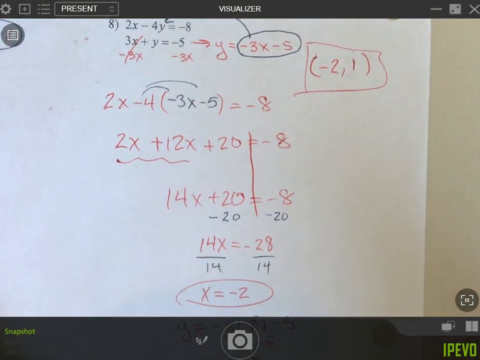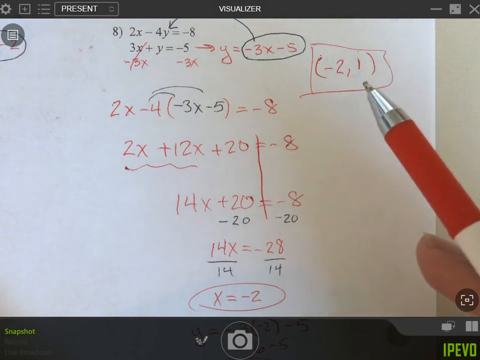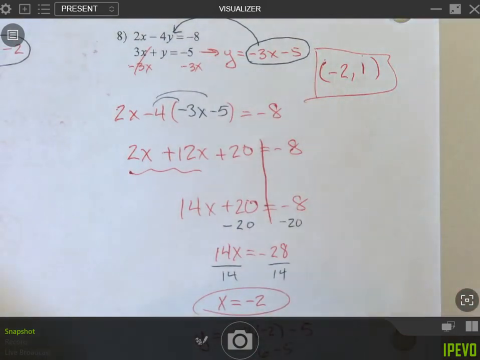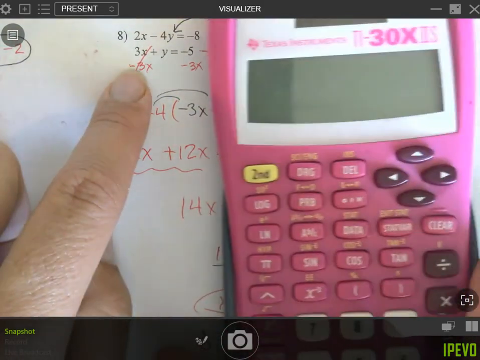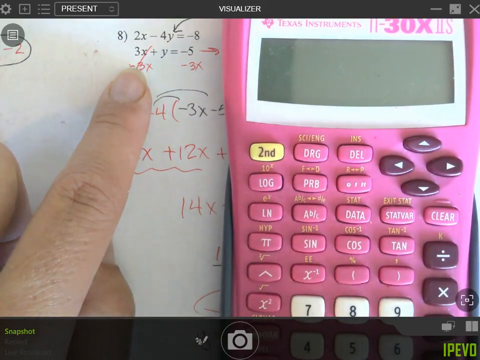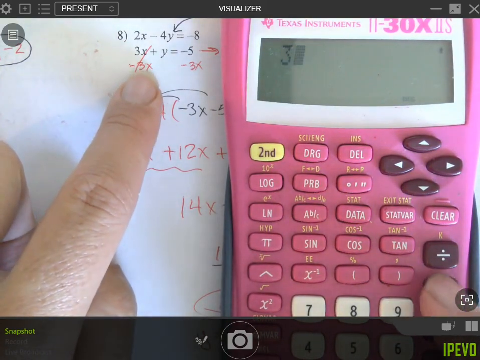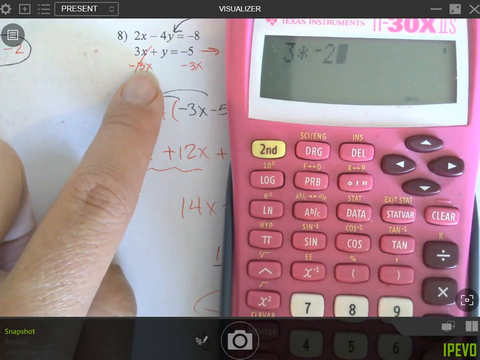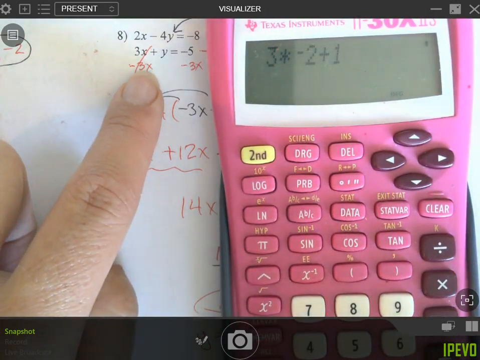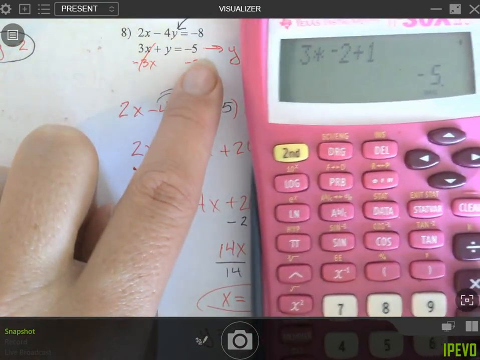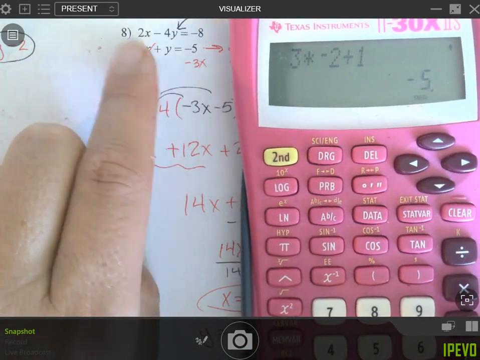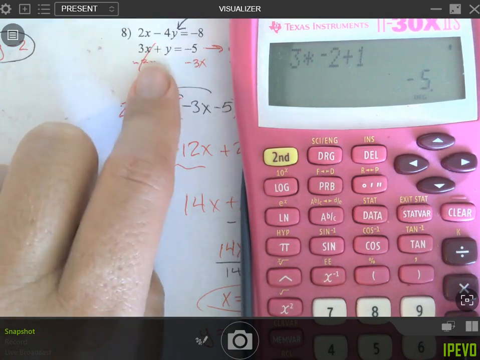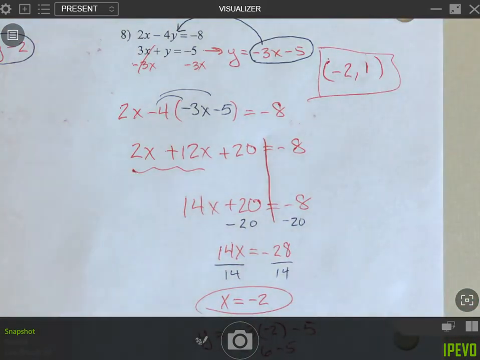Just to do this as a reference again, since I have an answer, I can plug it back in and see if it's true. So if I just take my calculator and I type in that I have 3 times negative 2, I could use parentheses, plus 1, and I should get out negative 5, and I did. So I know that my solution works. I could try it in this one too. It should work in both of them. Okay, any questions for me?